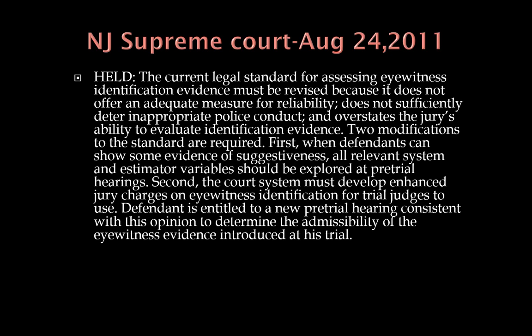First, when defendants can show some evidence of suggestiveness, all relevant system and estimator variables should be explored at pretrial hearings. In other words, if you have a situation where some of these things were done, you could ask for a pretrial hearing, present that evidence, and those witnesses may not be able to testify in court. Second, the court system must develop enhanced jury charges on eyewitness identification for trial judges to use. Defendant is entitled to a new pretrial hearing consistent with this opinion to determine the admissibility of the eyewitness evidence introduced at his trial. So this was a decision in that particular case.